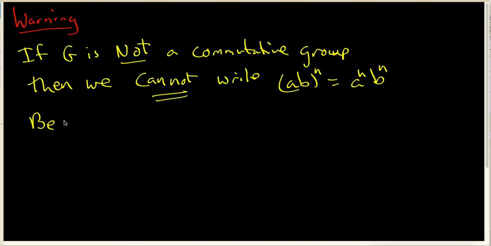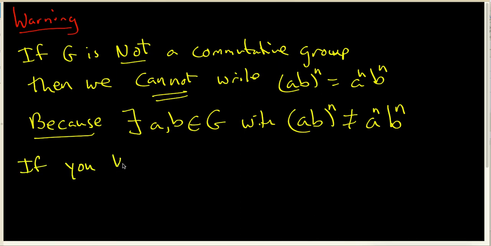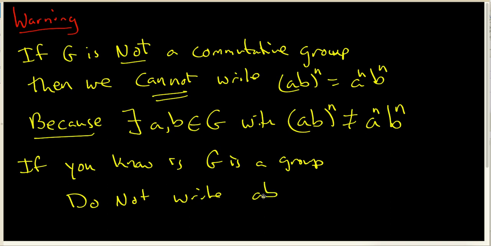Because if G is not commutative, there will exist A and B inside the group G with AB raised to the n not actually being equal to A to the n times B to the n. So if all you know is G is a group, do not write AB to the n is equal to A to the n times B to the n. That is a major important warning.